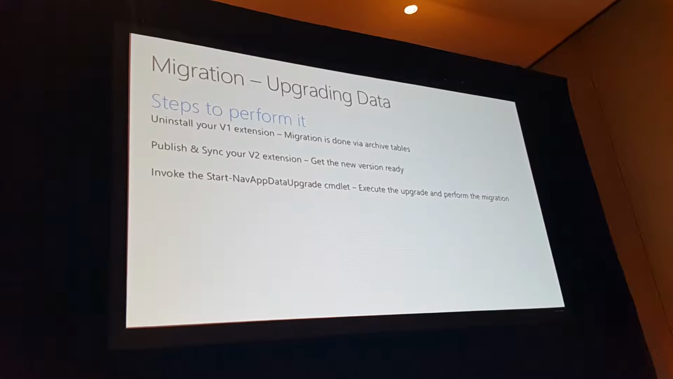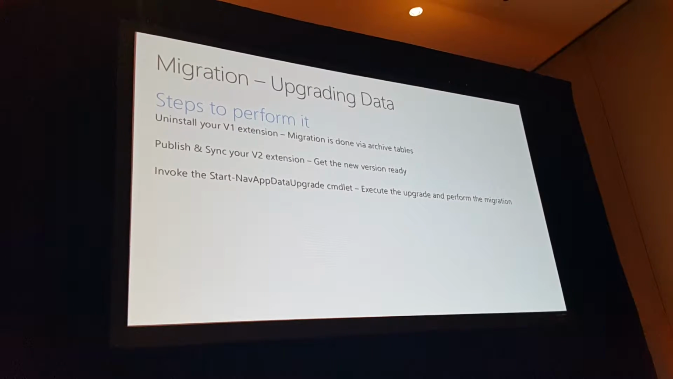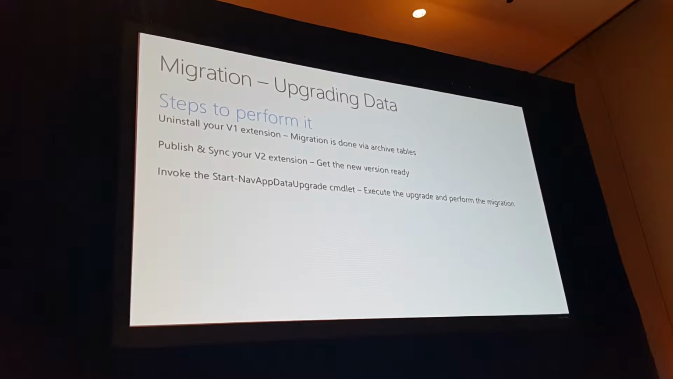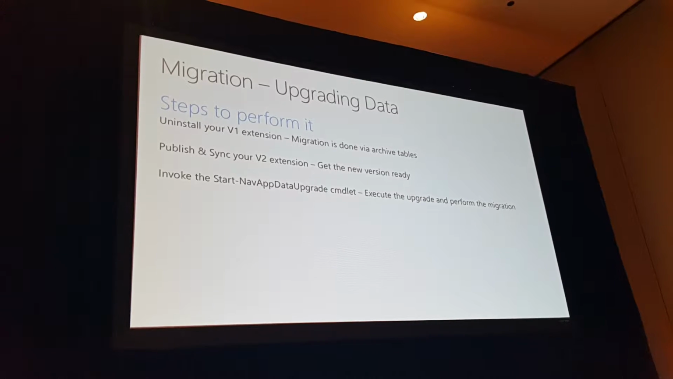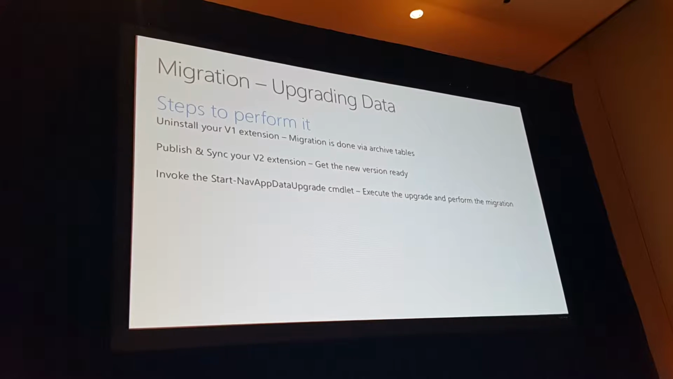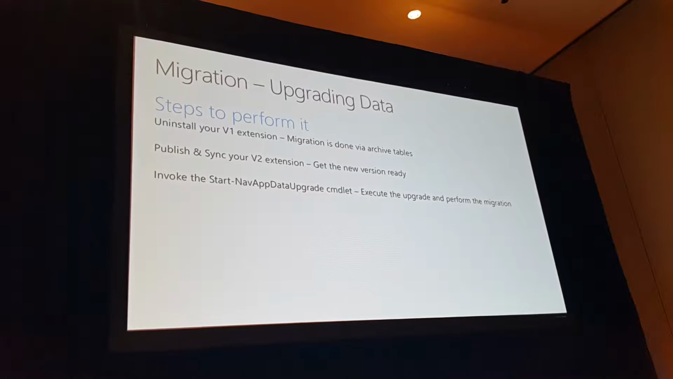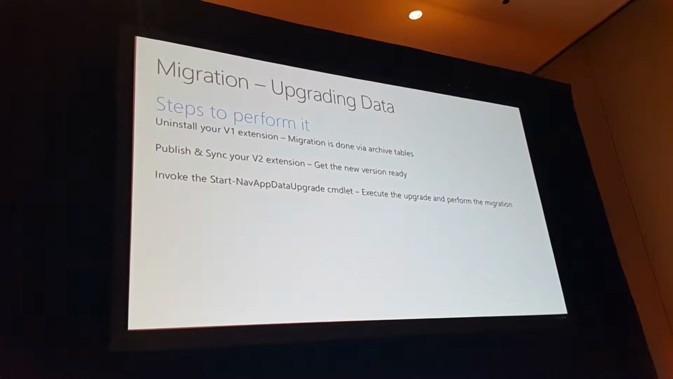So let's say we've written all our upgrade code, we've got everything written. How do I actually migrate a customer's data going forward? This is going to very closely match the version 1 upgrade process, because version 1 hasn't changed, so we still need to uninstall the version 1 extension. That will move the data to the archive table. Then we go through the publish and sync of our V2 extension, like Chris talked about. And then we call invoke start NAV app data upgrade. And that's going to invoke the upgrade code for your extension if a V1 was present in that tenant previously.